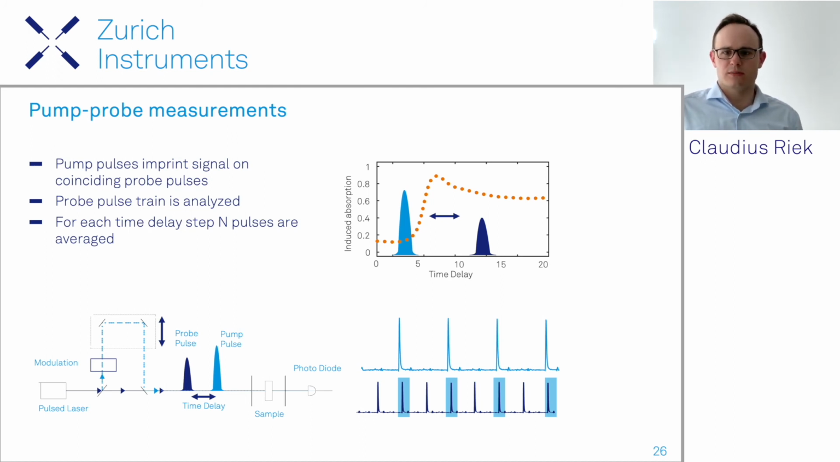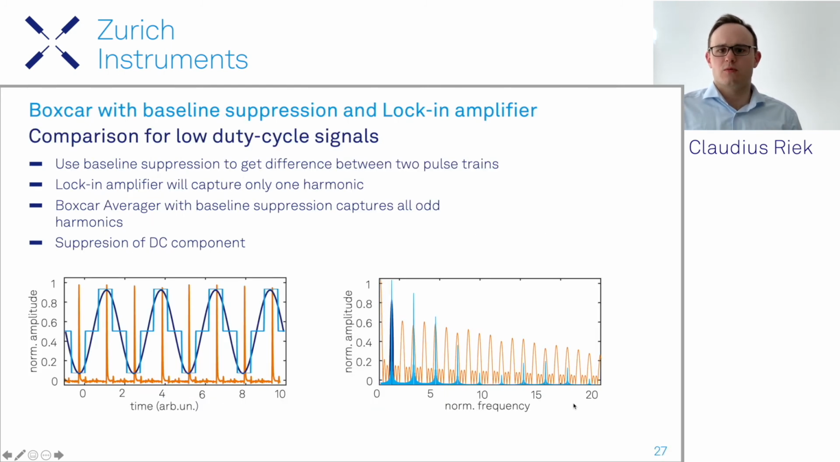Now, let's get back to our initial concept of probing every second pulse. With the boxcar averager, we have a so-called baseline suppression. What we can do there is take the positive boxcar window and put it on the pulses which carry the signal, and take a negative window which we put over the other pulses. So you see it's very similar to a lock-in amplifier, but we can vary this boxcar window duration and fit that to the actual signal.